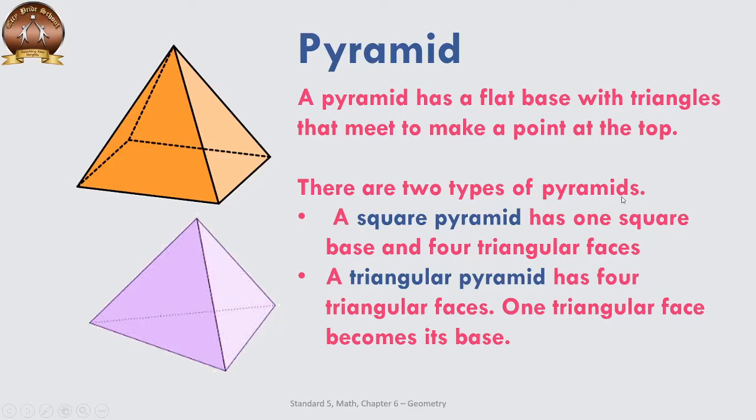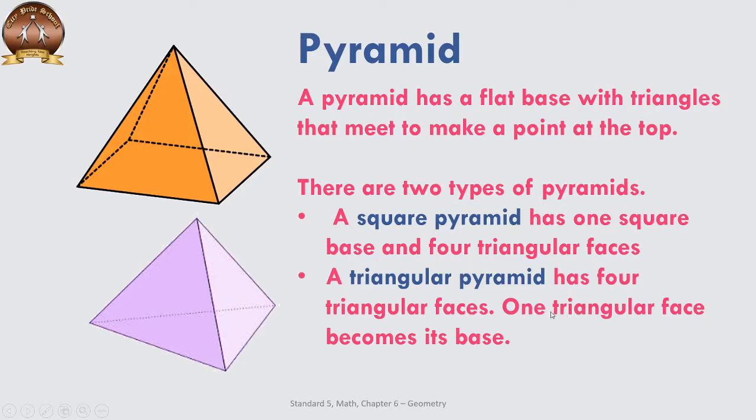There are 2 types of pyramids, starting with the square pyramid. Now what does a square pyramid have? It has one square base. This base here, it looks like a rectangle, but it's a square base. And the number of sides of a square is 4. So the number of these triangles is 4. So one square base with 4 triangular faces meeting at the top vertex.